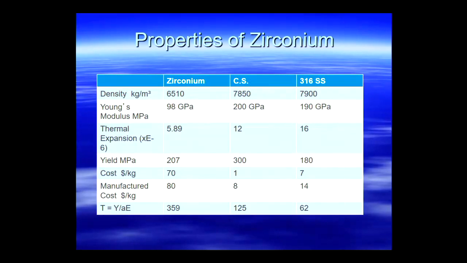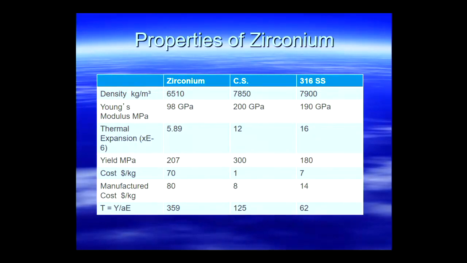Cost is about, at the time this was, it's now a little more than this, about $70 a kilogram. Carbon steel is about $1 a kilogram. It was at the time. It's a bit more than that now. And 316 is about $7 a kilogram. 304 is about $5 or $5.50 a kilogram.